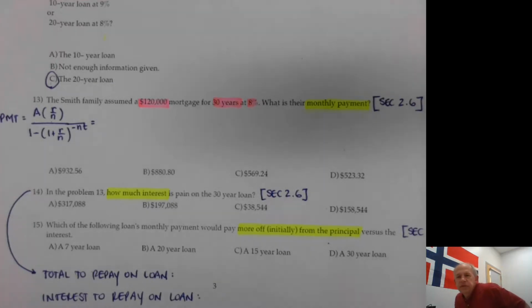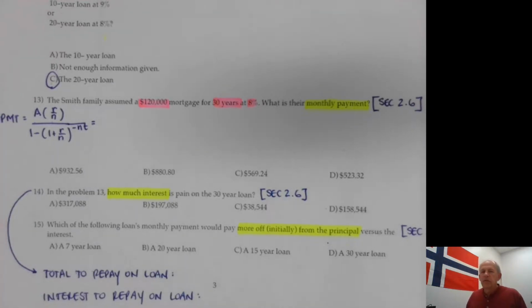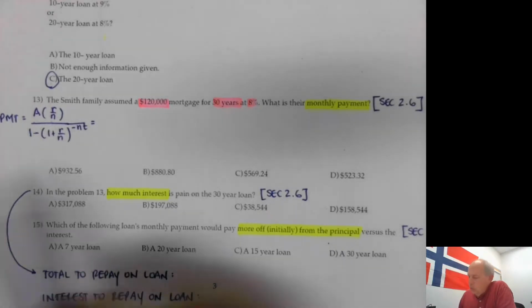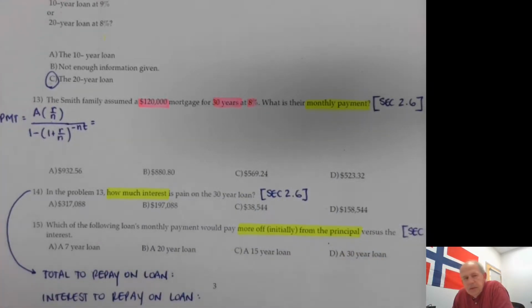So the purpose of this video is to finish up our review of the practice test for Chapter 2 on financial math. We did questions 1 through 12 on Part 1, and we're going to do questions 13 through 20 here. Starting with number 13, we are looking for the monthly payment on a loan for a home of $120,000 at 30 years at 8% interest.